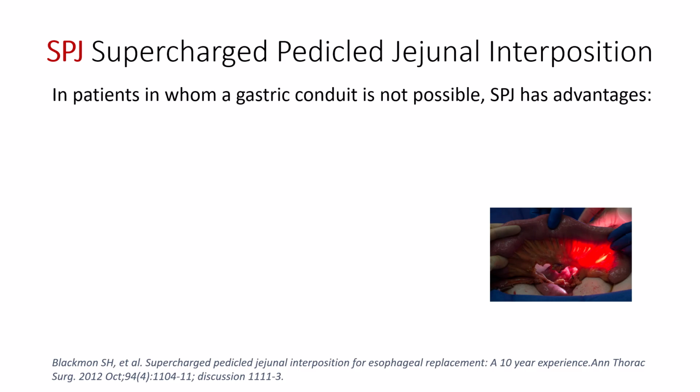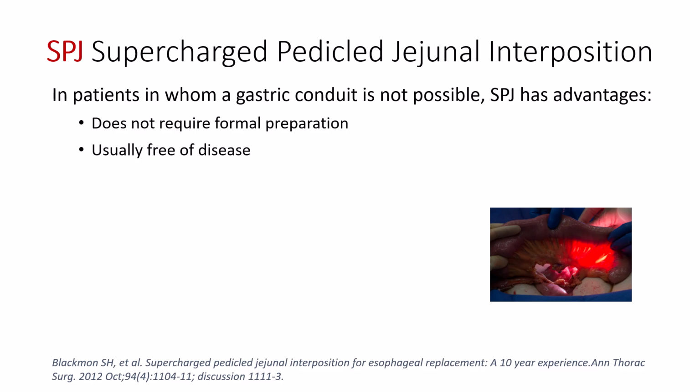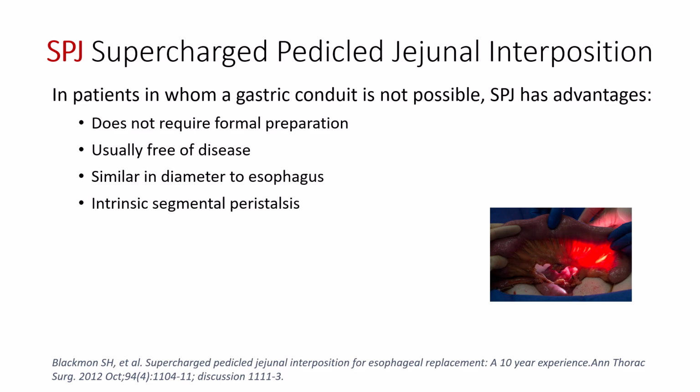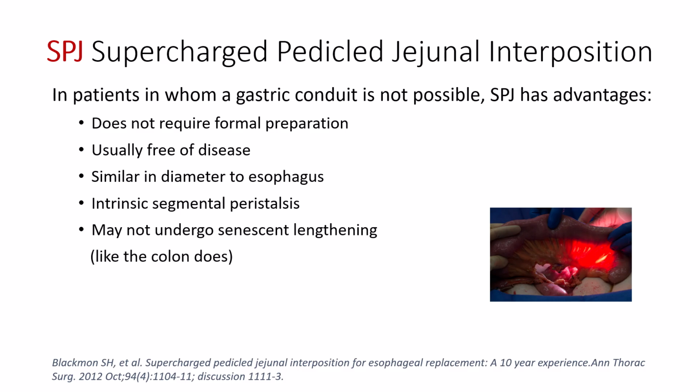This is best in patients who have a gastric conduit that is not possible for use, and SPJ has the advantages of not requiring formal preparation like a colon may, is usually free of intrinsic disease, has a similar diameter to the esophagus, has intrinsic segmental peristalsis, unlike a colon that will not have any peristalsis after transposition, as we have demonstrated with manometric studies. It may not undergo senescent lengthening, such as the colon frequently can.